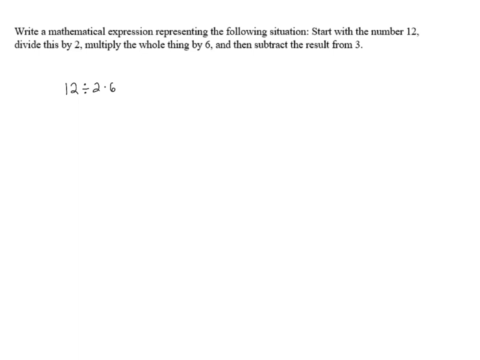Now, it would be equally correct if we denoted multiplication with parentheses like this. This is another way to write multiplication by 6. And it wouldn't be wrong to take the whole thing, 12 divided by 2, and put it in parentheses and then multiply by 6. But we don't actually need these parentheses here. The order of operations works just as it's written like this. Start with 12 divided by 2, and then after we've done that, we multiply by 6. So all of these are acceptable.